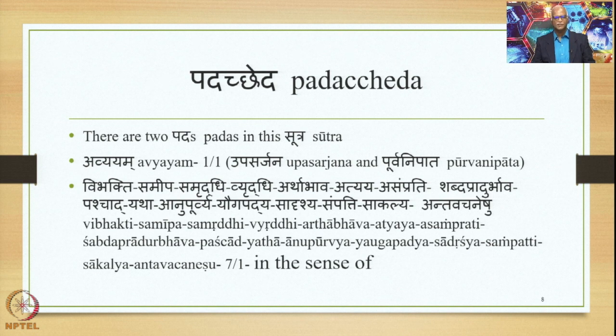The second pada, which consists of semantic conditions, is in the seventh case, which means in the sense of. These are all the semantic conditions in which avyaya gets compounded. And we have read these conditions. Let us reread them. Vibhakti, samipa, samruddhi, vriddhi, arthabhava, atyaya, asamprati, shabda pradurbhava, paschat, yatha, anupurvya, yogapadya, sadrushya, sampatti, sakalya, and anta. And we said that the word yatha has got four meanings, and they are also part of these semantic conditions.